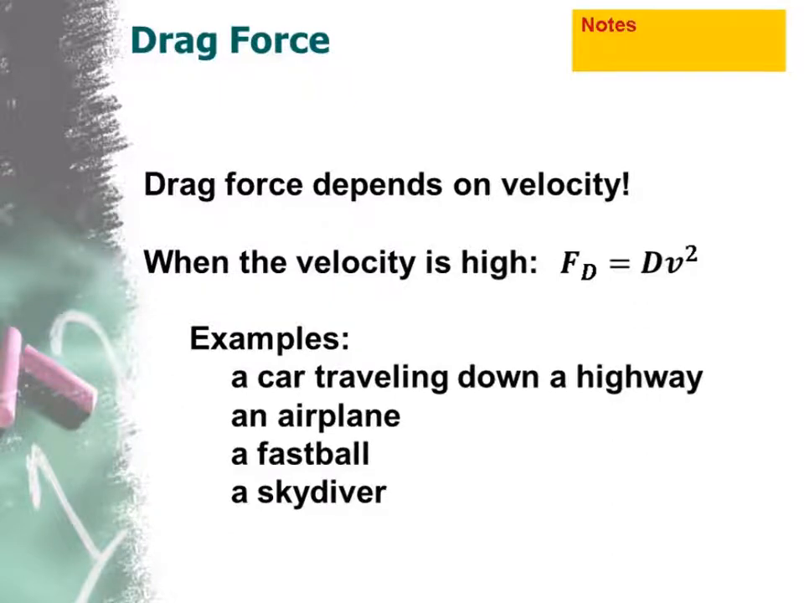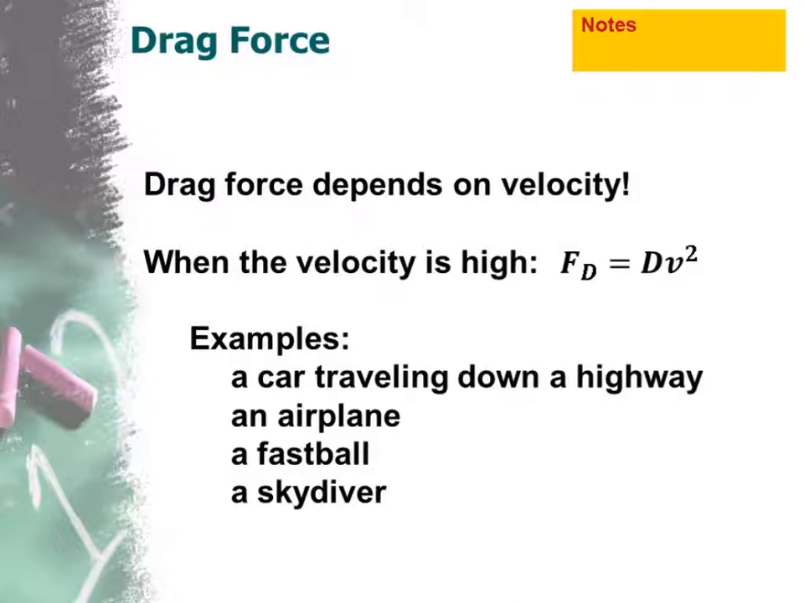When the velocity is high, however, drag force no longer depends on velocity, it depends on velocity squared. So not only does drag force depend on velocity, but the formula changes when you get to higher velocities. Examples of when the velocity is high might be when you're traveling down a highway in a car, or when you're in an airplane. Actually, it's the airplane traveling through the air that experiences drag force. Or when you throw a fastball, or when you're a skydiver. Those are all examples of when this formula would be more appropriate to use for the drag force than the one that you just learned in the previous slide.